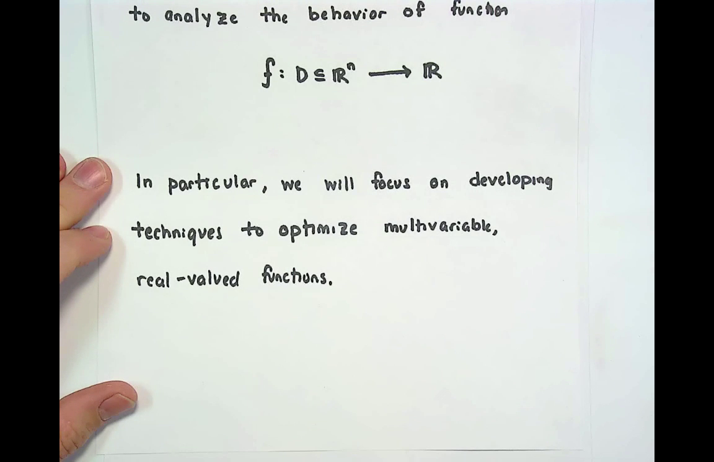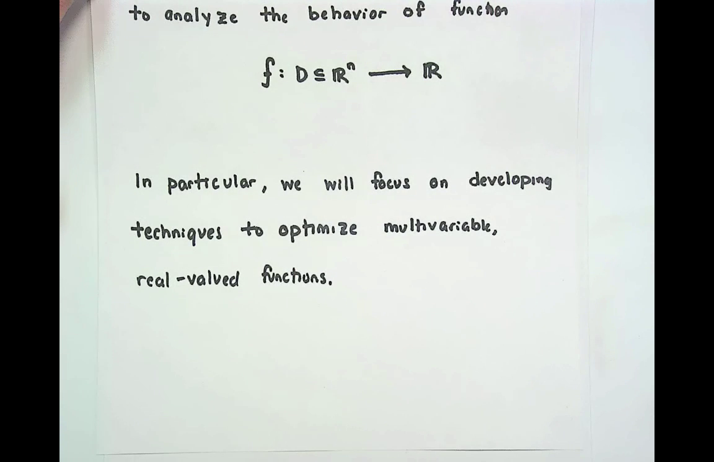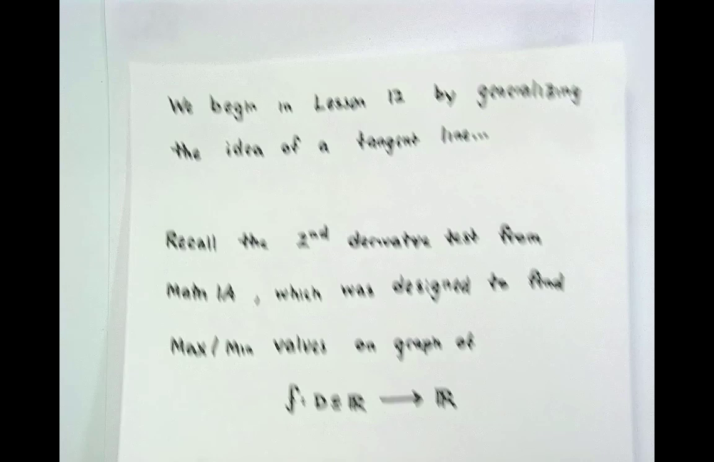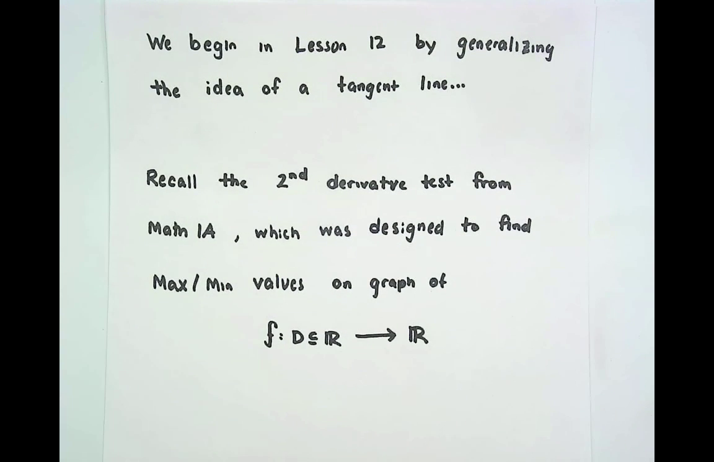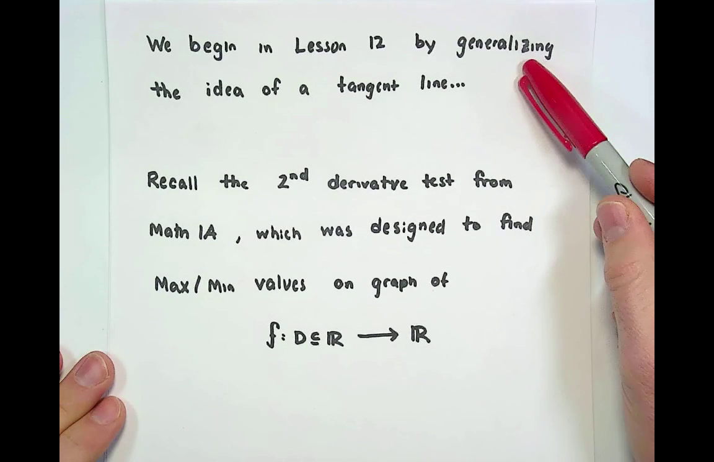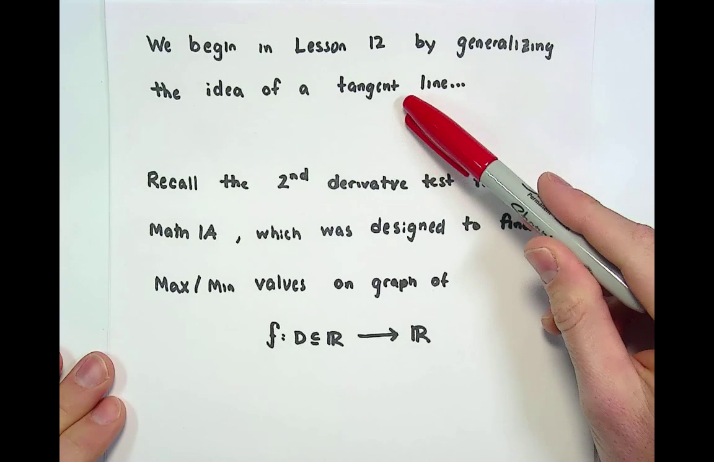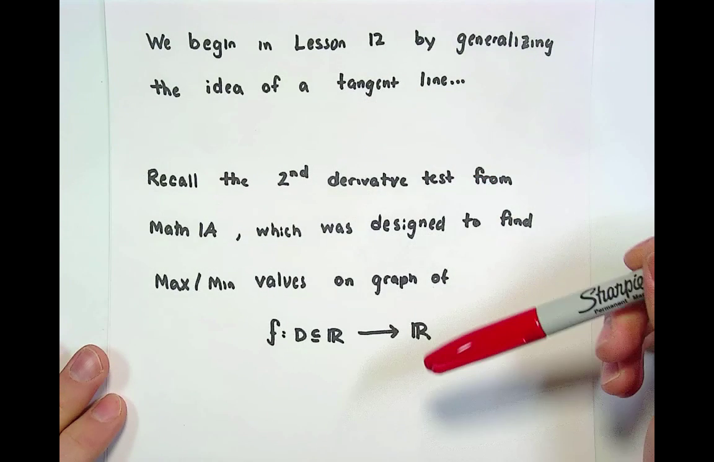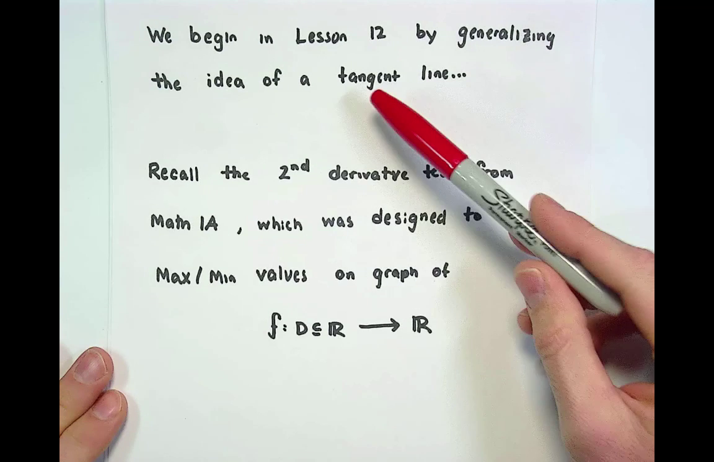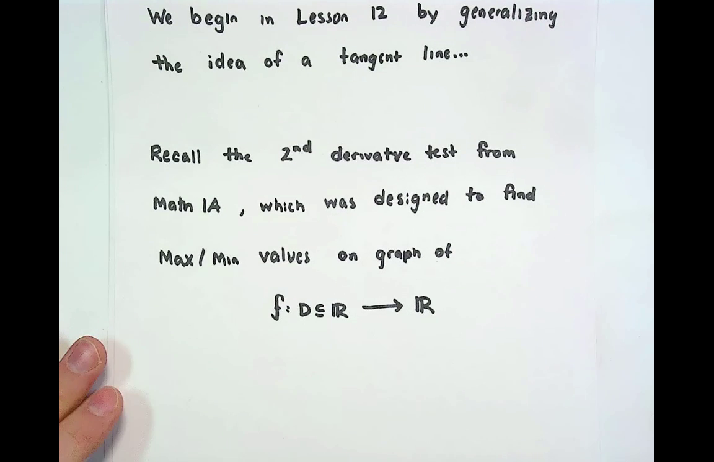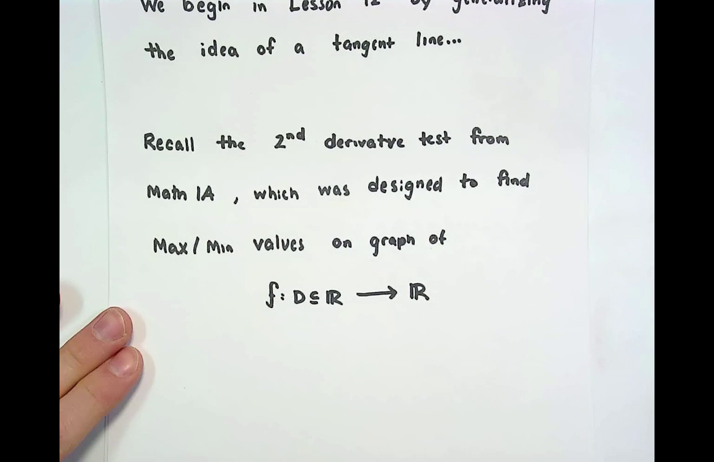When we look at developing methods to analyze a function, we're going to focus heavily on the idea of optimization, which we saw in Math 1A. To start the concept of optimization, we're going to look at generalizing the idea of a tangent line to a single variable function. Before we jump into the concept of a tangent plane, let's go ahead and recall the second derivative test from Math 1A.